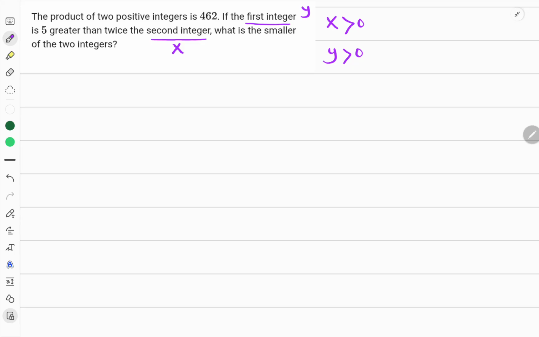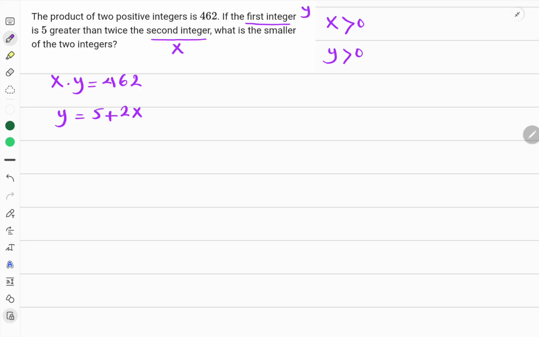The product of two positive integers is 462. So x times y equals 462. And the first integer is 5 greater than, which means plus, 2y, the second integer. So we have two equations and we are going to solve for x and y.